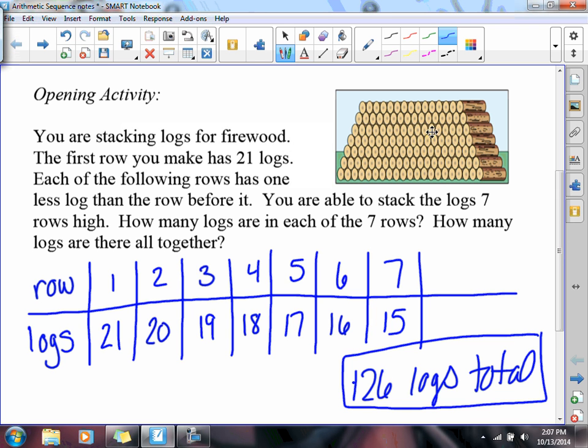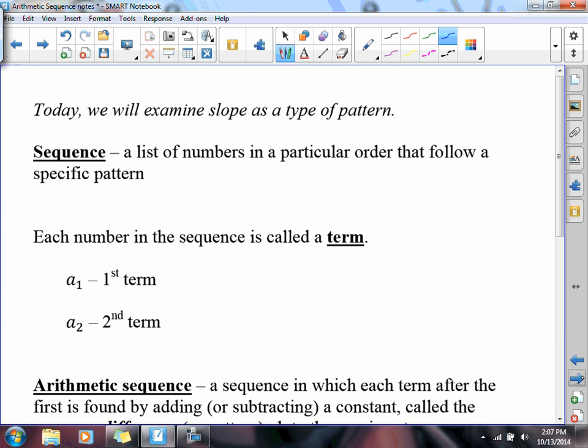Now notice there was a pattern that we were using to help us solve this problem. We were subtracting 1 every single time we added a new row in our stack of firewood. We subtracted 1 log. So that was the pattern we were using. That was our sequence that we were following. So that's what we're going to be working on today.